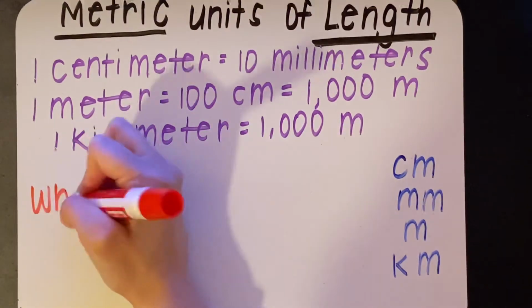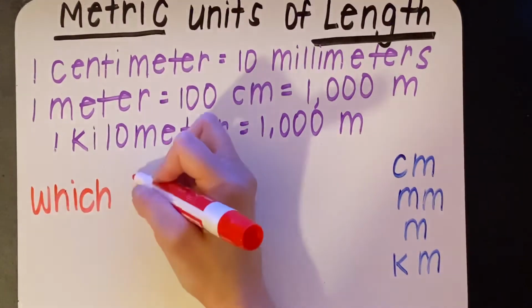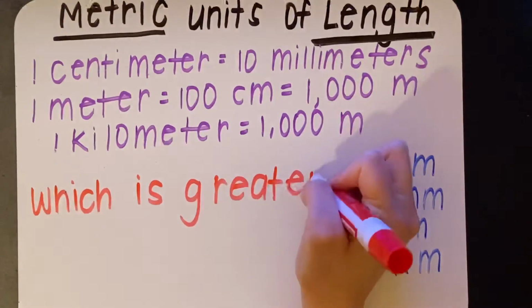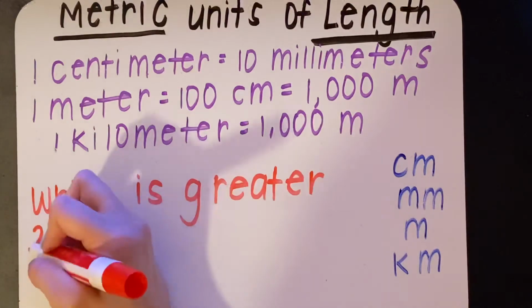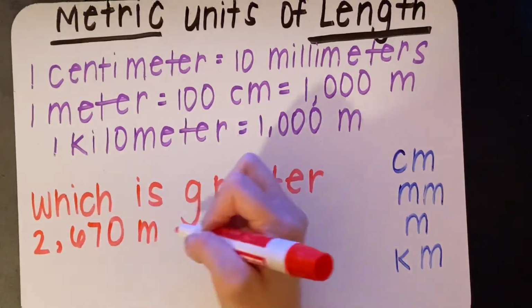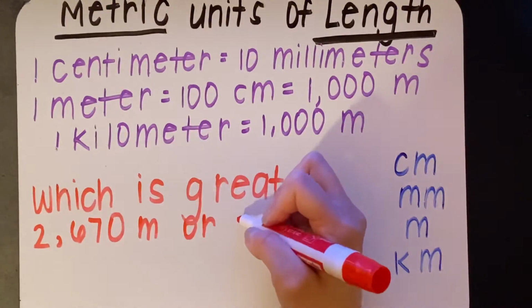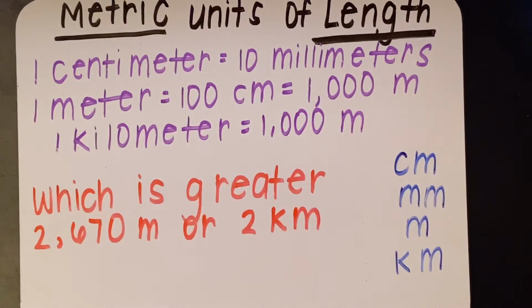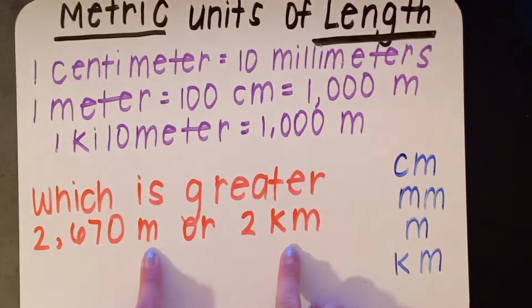A word problem you might see today is something that looks like this, where it says which is greater. And it's going to give you two different numbers. So let's say 2,670 meters or 2 kilometers. If we look at this, are you going to be able to compare meters and kilometers off the top of your head? No, probably not. So you're going to need to convert one of them.